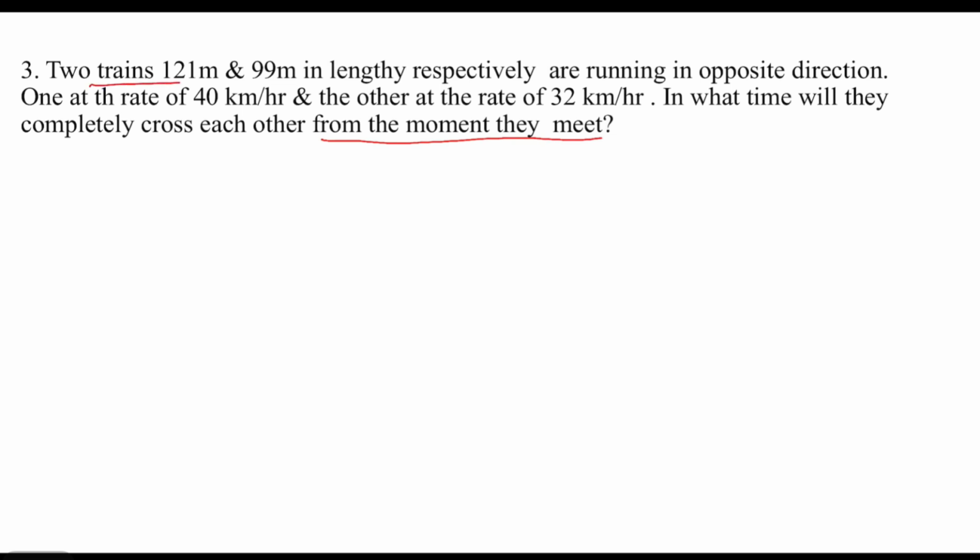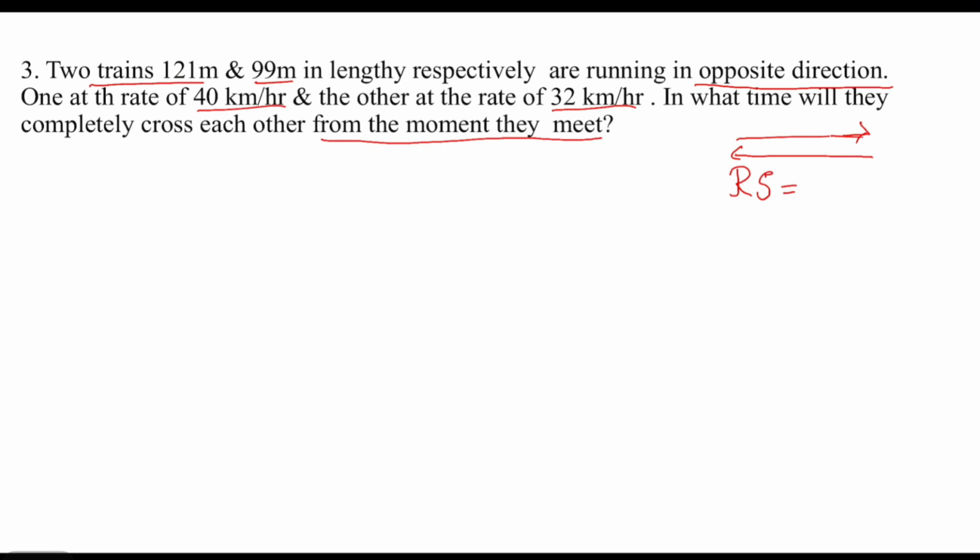So there are two trains, one is 121 meter length and another is 99 meter length. The first train speed is 40 km per hour and the other train speed is 32 km per hour. So they both are running in opposite direction. This is very important. When they are running in opposite direction, that is when one train is going like this, the other train is coming like this. So at what time will they cross each other? Okay, is the question. So in this, relative speed will come into picture.